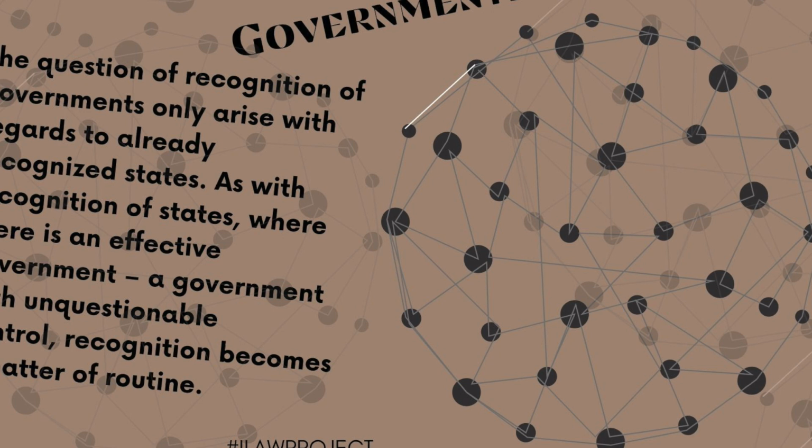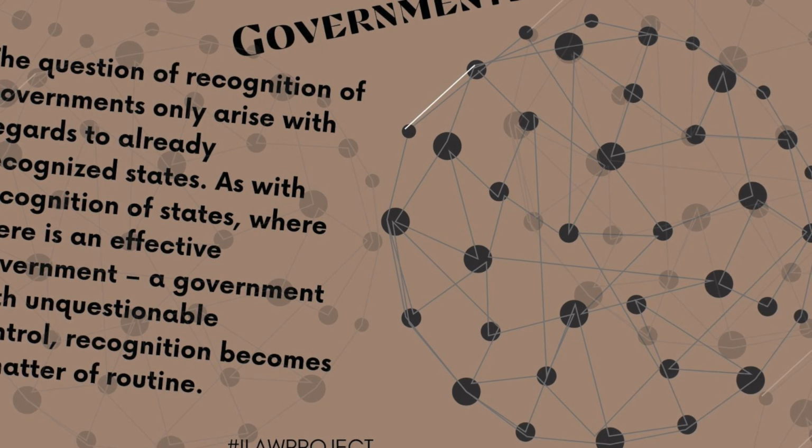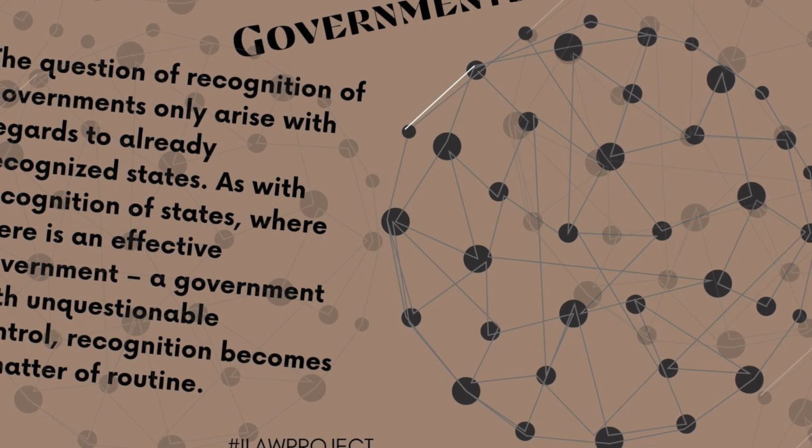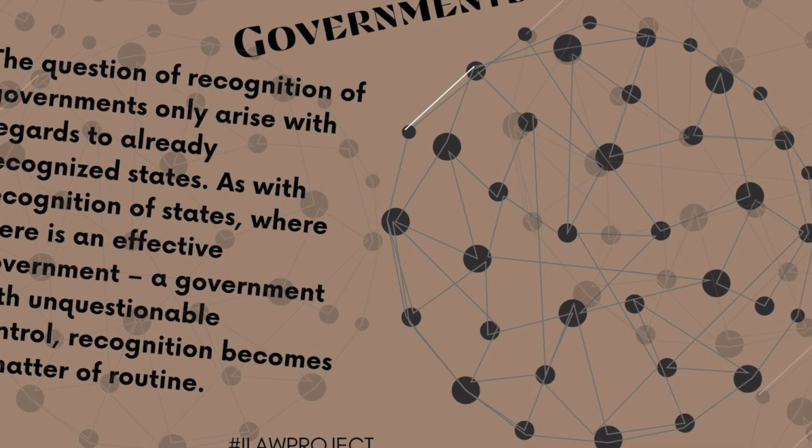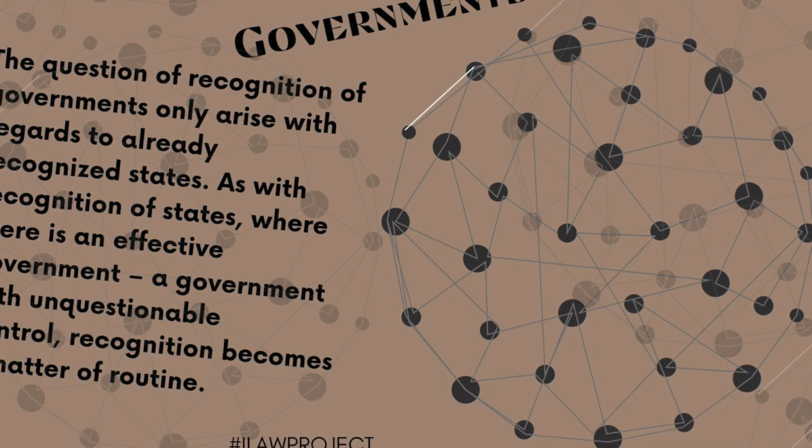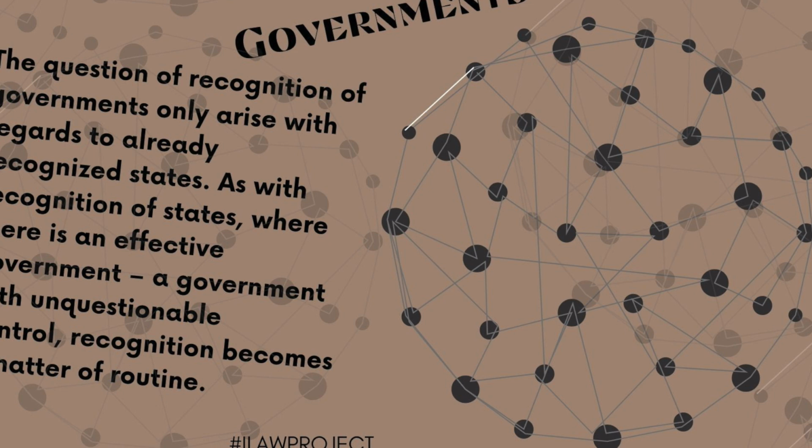To the recognition of government. The question of recognition of government only arises with regards to already recognized states. As with recognition of states, where there is an effective government, that is, a government with unquestionable control, recognition becomes also a matter of routine.